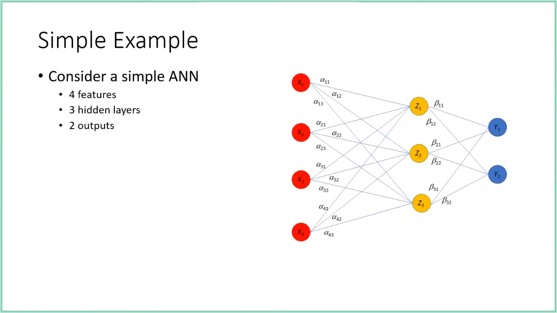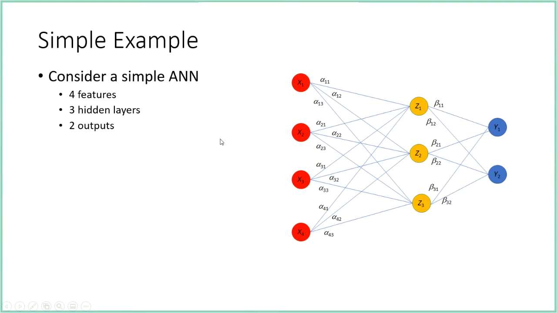Okay, so if we think about a very simple neural network where we now have 4 predictors, 3 derived features, and 2 outcomes, we can see that we could draw this whole network out. So now x1 is connected to z1, z2, and z3 with weights alpha 1,1, alpha 1,2, and alpha 1,3. Same thing with x2, x3, and x4. And then z1 goes to outcomes y1 and y2 weighted by beta 1,1 and beta 1,2.